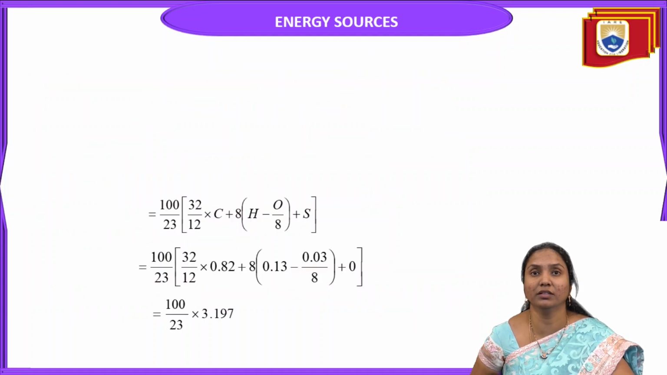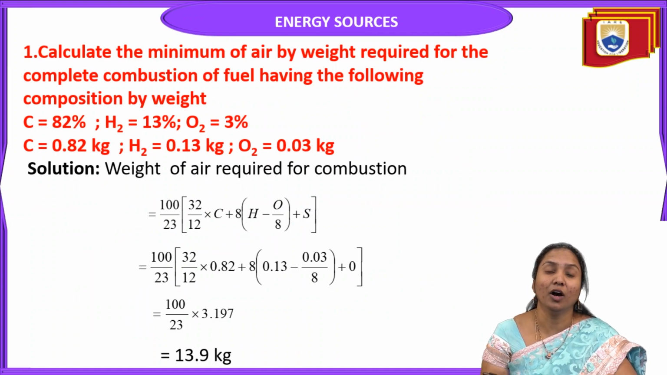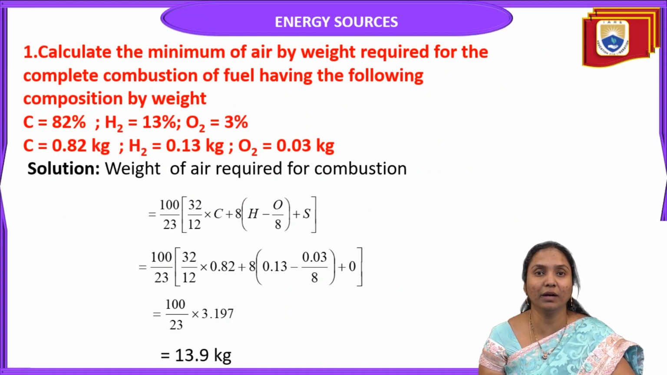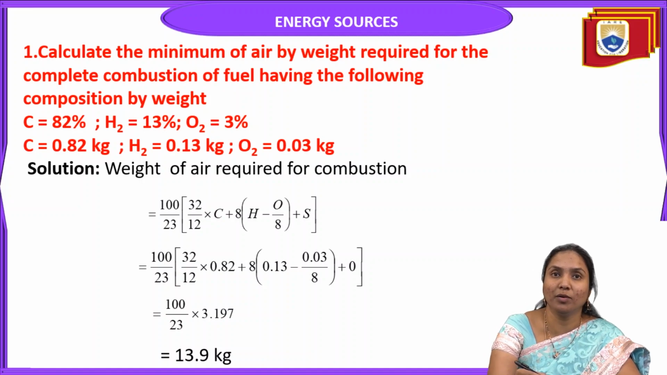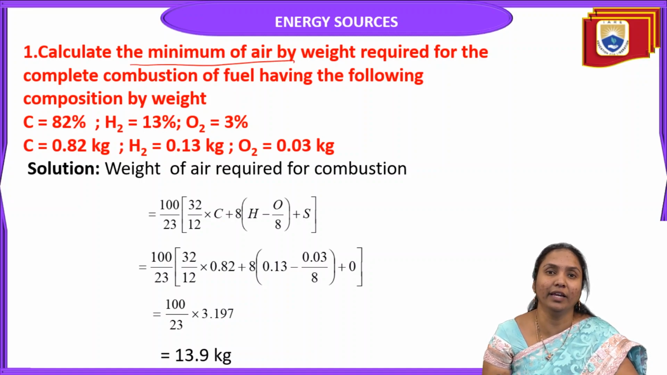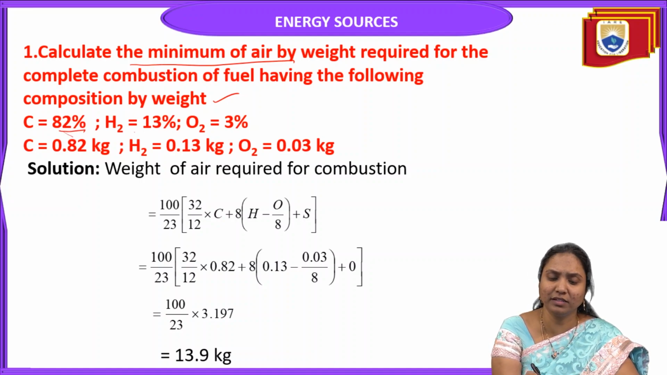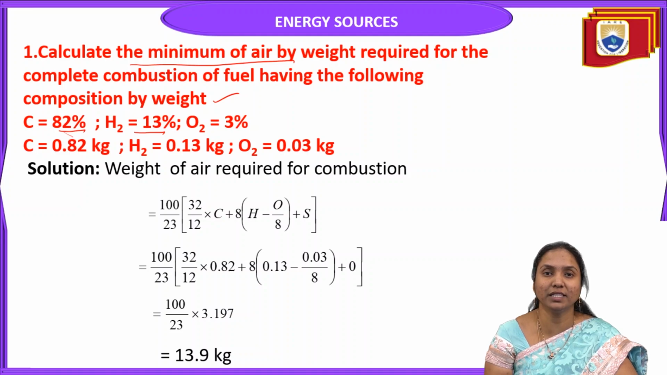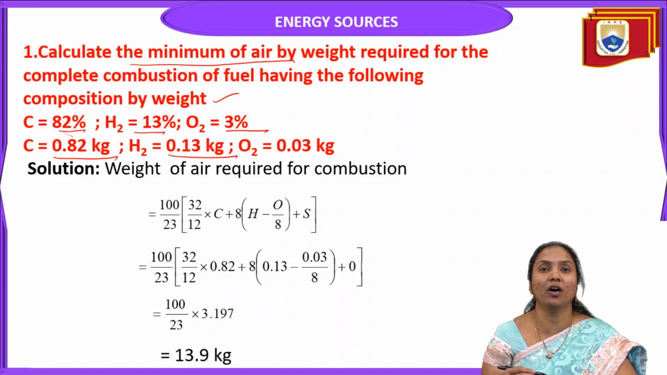Now we'll discuss problems based on how much air is required for complete combustion of fuel. What is the first problem? Calculate the minimum air by weight required for the complete combustion of fuel having the following composition by weight. Carbon percentage is 82, hydrogen percentage is 13, oxygen percentage is 3%, that is carbon 0.82 kilograms, hydrogen 0.13, and oxygen 0.03.